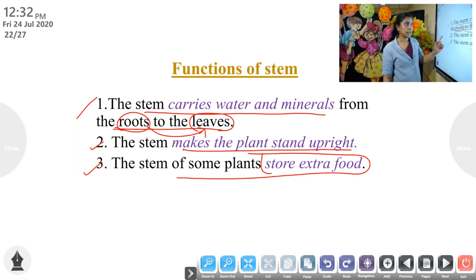Is it clear? Once again, the stem carries water and minerals from the roots to the leaves. Second point, the stem makes the plant stand upright. What is the meaning? The stem makes the plant stand straight. And third point, the stem of some plants stores extra food prepared by the leaves. Clear?